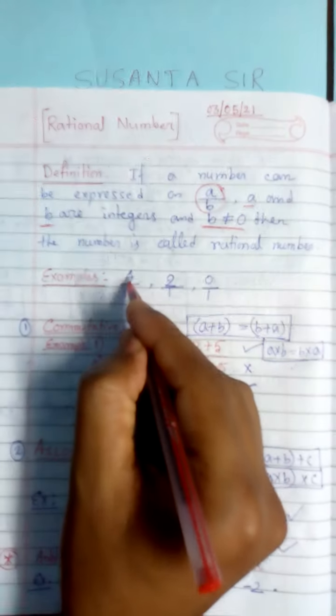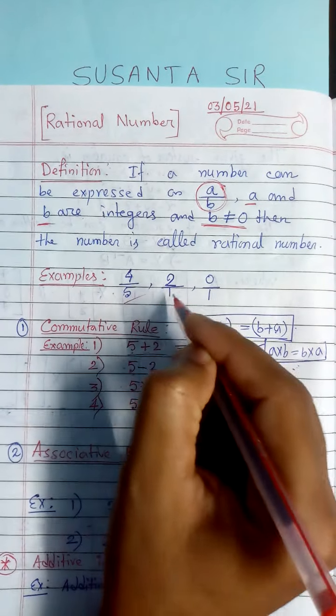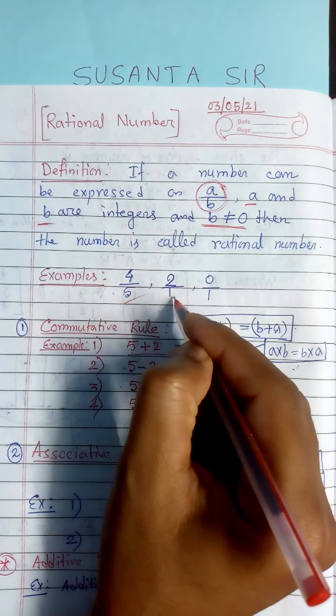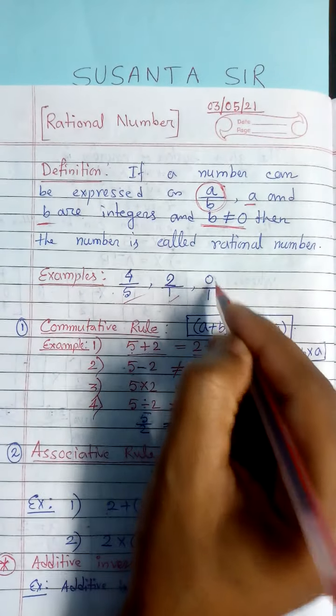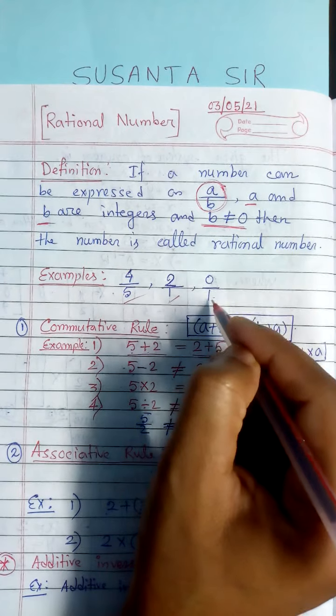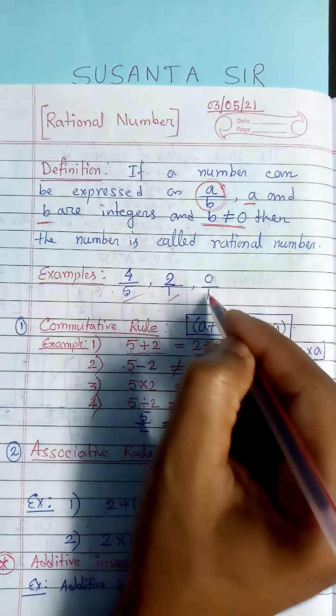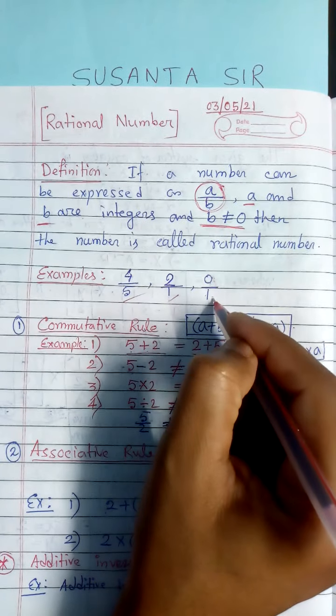Okay, this example: 4 by 5 is a rational number. 2 can be written as 2 by 1, denominator is 1, non-zero, that means 2 is also a rational number. 0 by 1: we can divide 0 by any positive number or negative number, that's why 0 divided by 1, denominator is non-zero, that's why it is also a rational number.